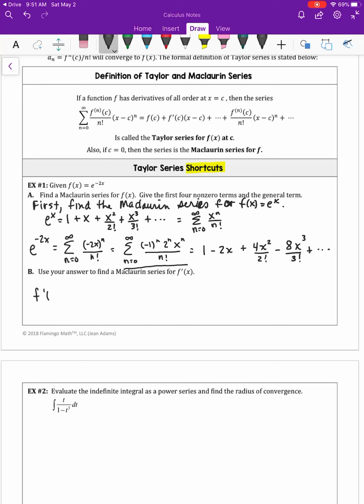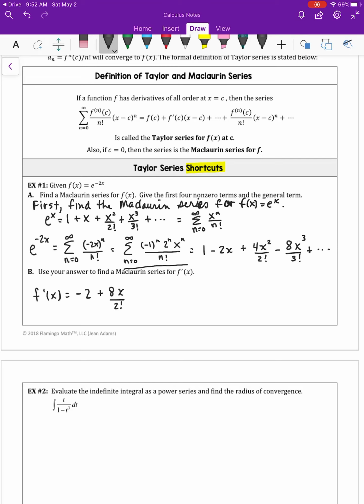Use your answer to find a Maclaurin series for f'(x). So once you've got your series, we're going to take the derivative, right? And you can just take the derivative term by term. That's what we call term by term differentiation. So the derivative of 1 is 0. The derivative of -2x is -2.